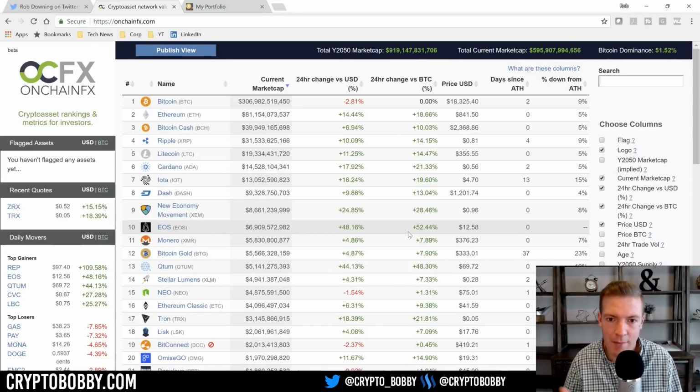In the case of today, that might be something like EOS, or in the past couple of days, that's been something like Cardano, which has gone up over 10x really. So that's something to keep in mind.